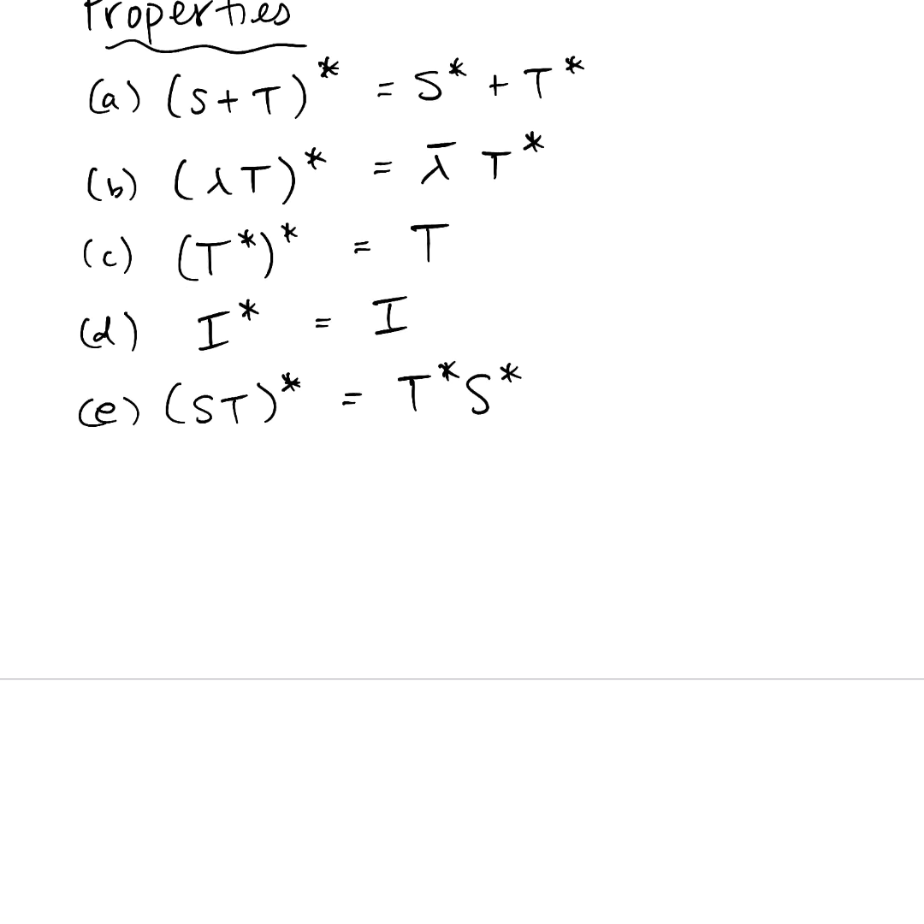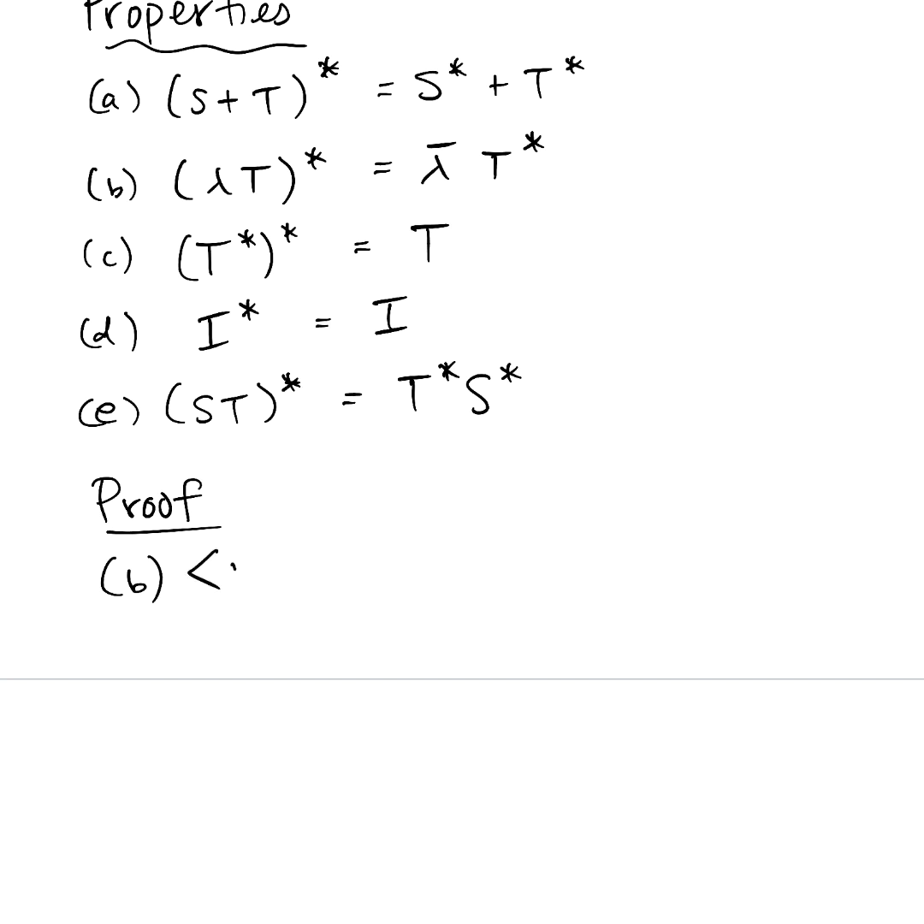Now let's talk about how one proves something like this. Let's say you were interested in proving part B. If you want to prove part B, think about the equal sign in part B. What kind of an equal sign is that? It's not set equality, it's equality of mappings. So you're trying to show that lambda T star does the same thing to W as lambda bar T star does. So let's just see what happens.